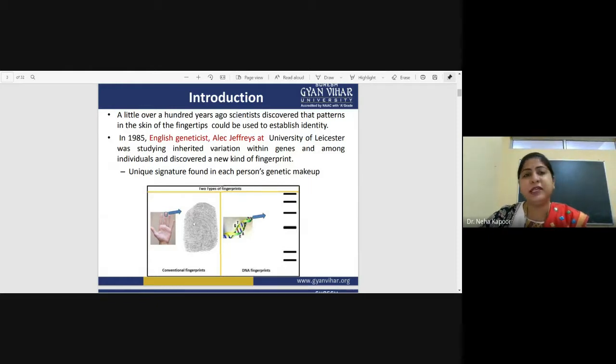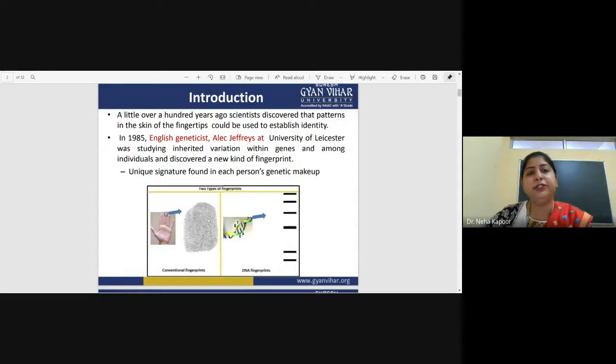This was the conventional method, as you can see, this fingerprint. If some murder was happening, or if some sort of dispute was there, in that case, this fingerprinting was the main thing that the police and scientists mostly used to do.